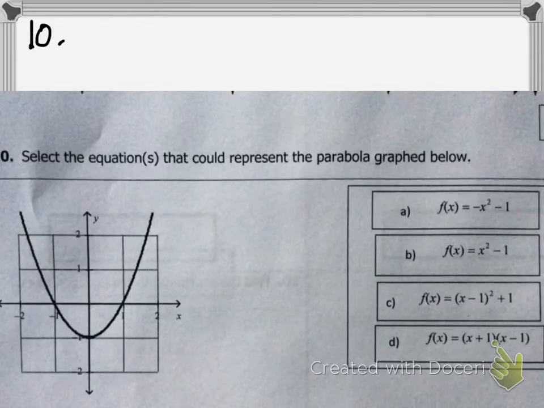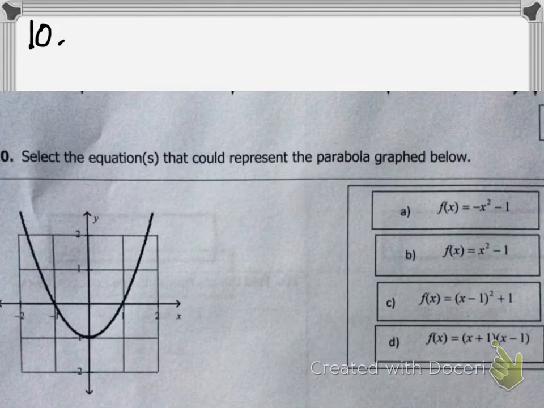Number 10, we're asked to select the following equations that could represent the parabola graphed. So there actually could be more than one answer. So let's look at A through D and look at what form each quadratic is in. For A and B, hopefully you notice that these are in standard form, the expanded form. Part C is in vertex form, and part D is in intercept form.